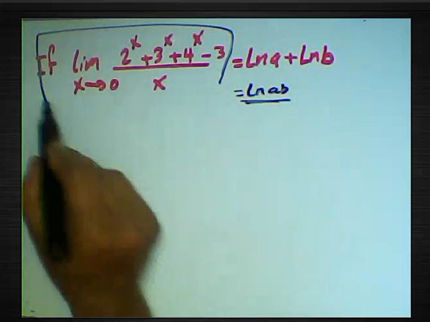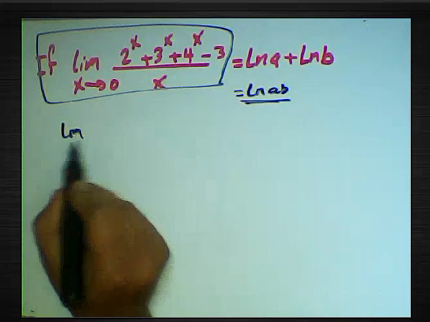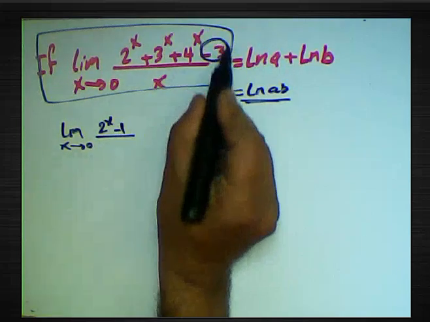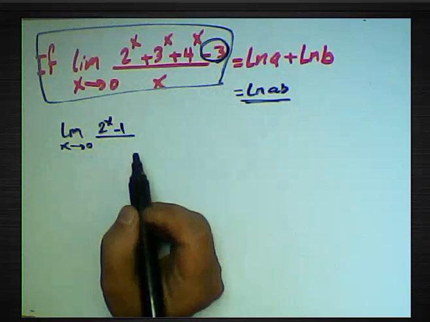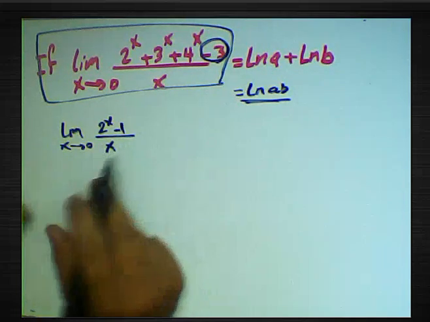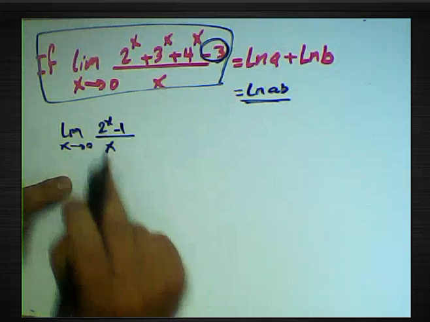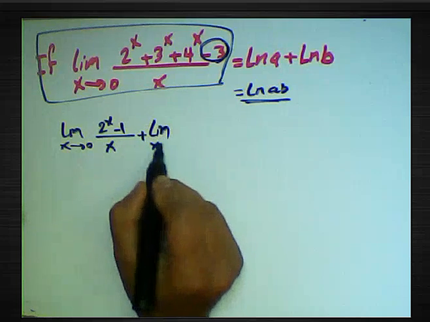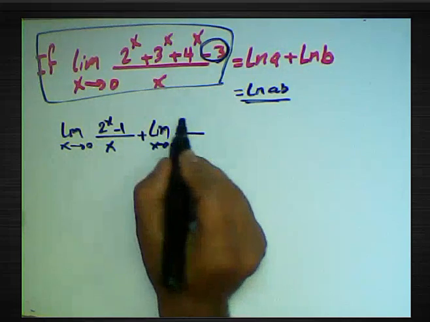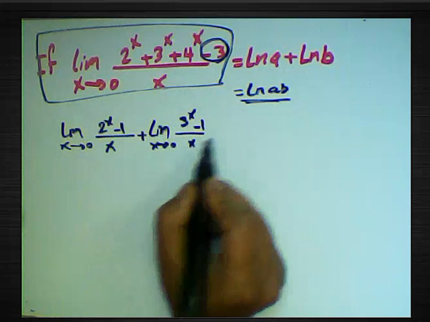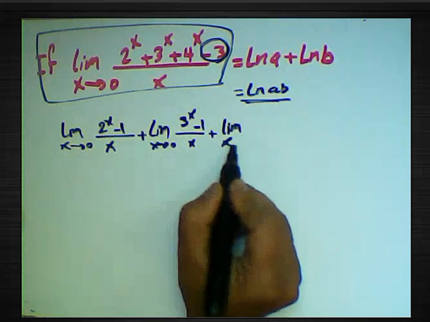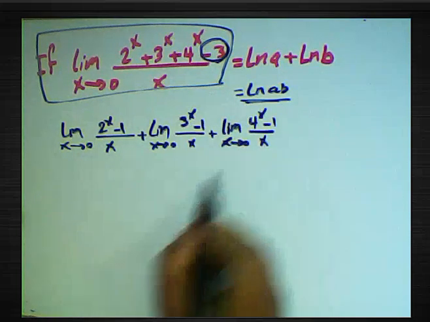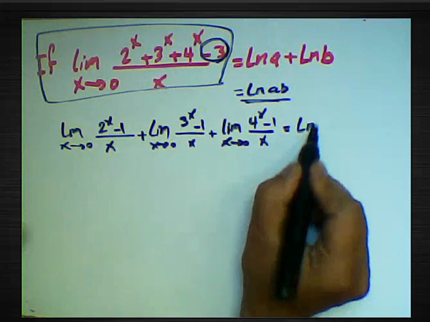About this limit, we can write the limit when x approaches 0 of (2^x − 1), writing negative 3 as negative 1, negative 1 and negative 1. To write the rule, because the result by the theorem will be ln 2, and then we can write plus the limit when x approaches 0 of (3^x − 1) over x, plus the limit when x approaches 0 of (4^x − 1) over x. Here the result will be ln ab.